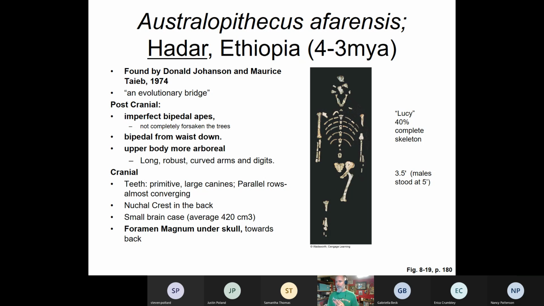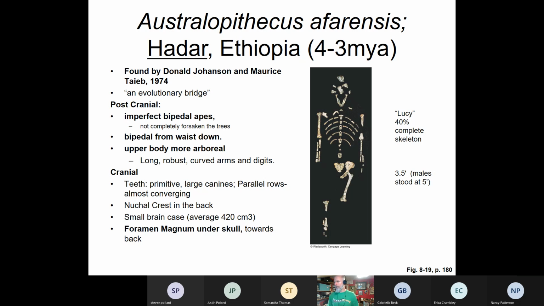Robust nuchal crest, the bone on the back of the head, is indicative of bone muscle attachment. The brain case is small, 420 cubic centimeters, again almost close to chimps, which is about 350. The foramen magnum is towards the back, but not like a hominoid, where it's completely in the back. It's sort of in between the rear and underneath, so sort of the middle ground.